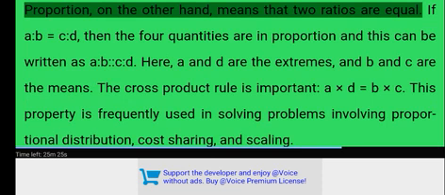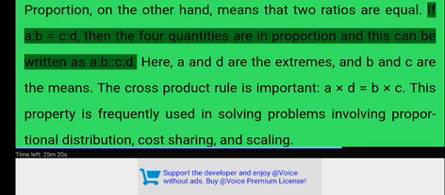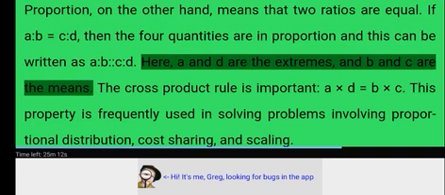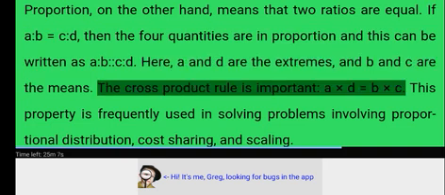Proportion, on the other hand, means that two ratios are equal. If a:b equals c:d, then the four quantities are in proportion, written as a:b::c:d. Here, a and d are the extremes, and b and c are the means. The cross-product rule is important: a times d equals b times c.